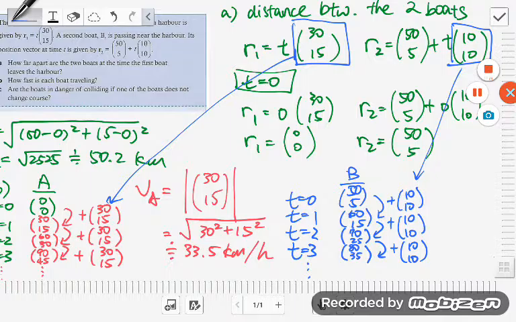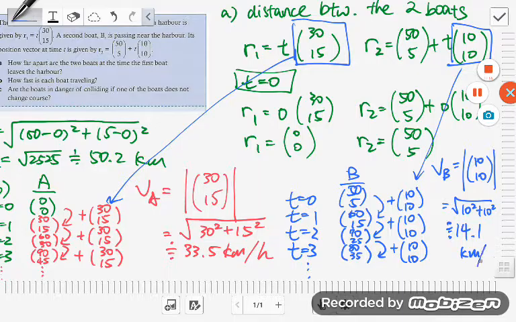So now for boat B, I would say the velocity for boat B, actually I should have called that the speed for boat B, will be the magnitude of this vector. So this will be the square root of 10 squared plus 10 squared, which gives us approximately 14.1 kilometers per hour.